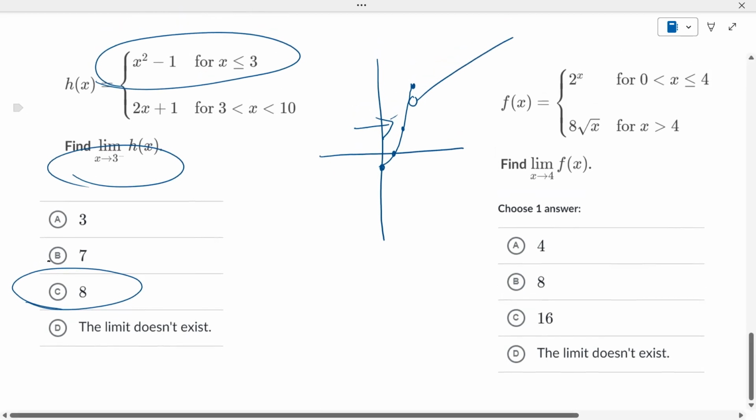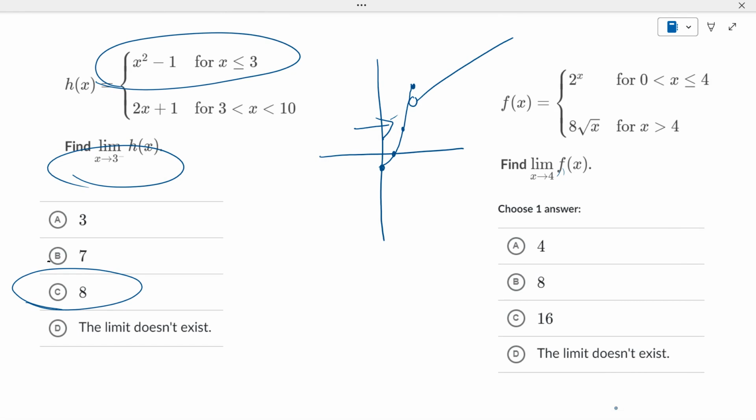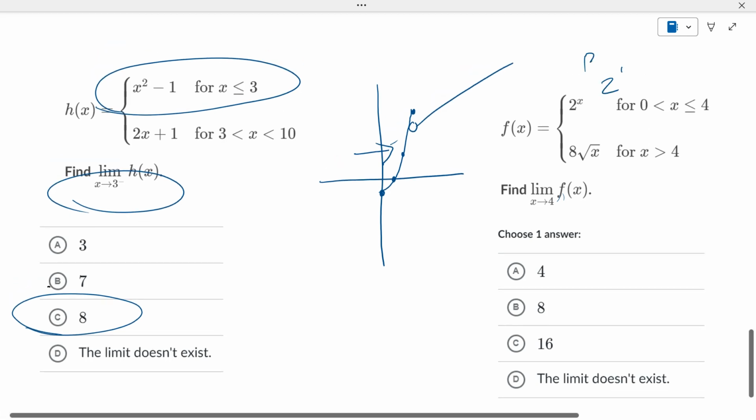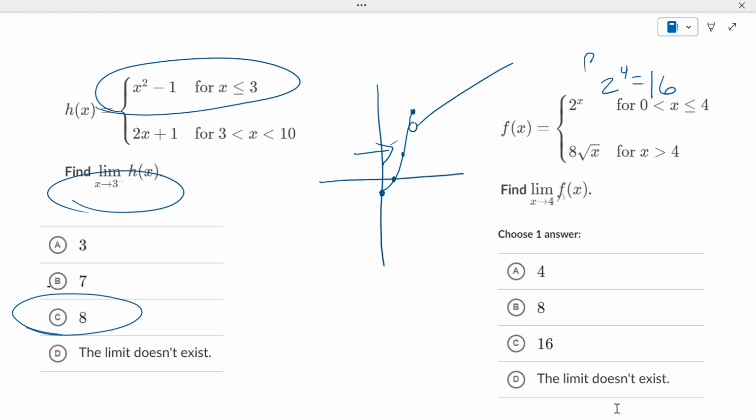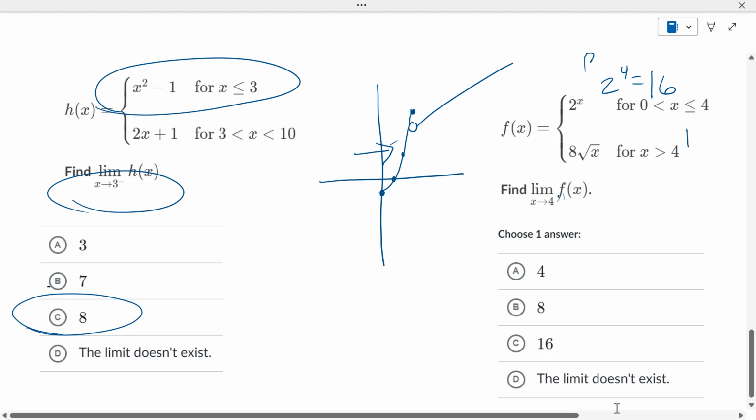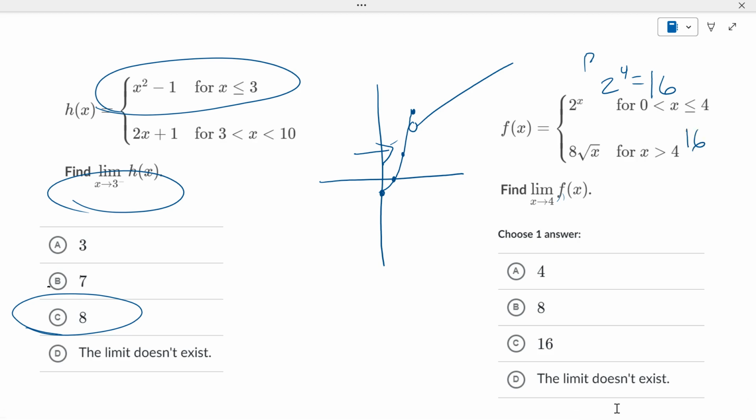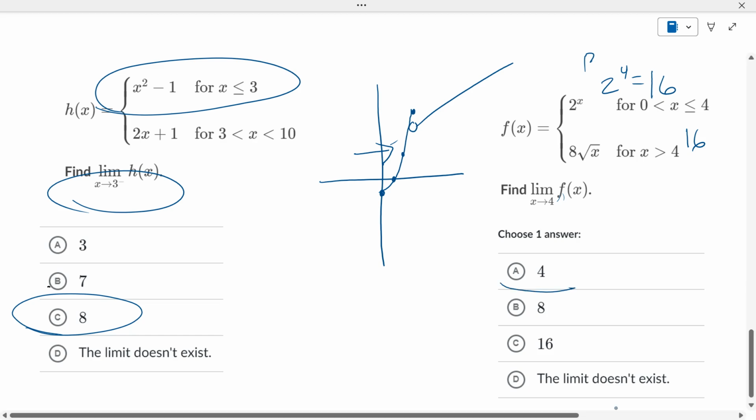All right, 4. Since there's no plus or minus above it, it's both of them. It's coming in both directions. So what's 2 to the 4th power up here? 2 times 2 is 4 times 2 is 8 times 2 is 16. If we put a 4 in here, square root of 4 is 2. 2 times 8 is 16. From both of these, as they're going towards 4, they go to 16.